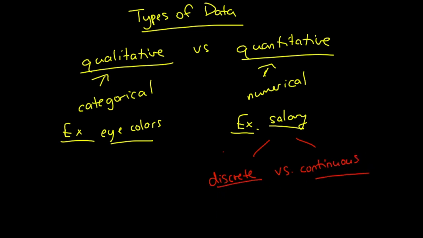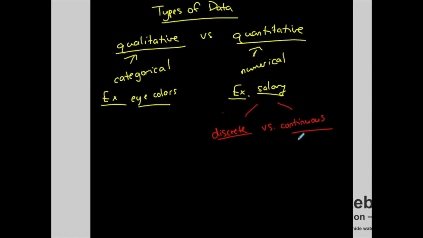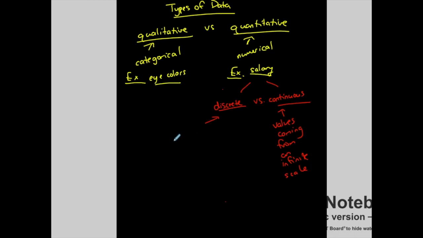Discrete versus continuous. All right, so, you know, when you guys think of continuous, you probably think of something that goes on forever. And so these are values that come from an infinite scale, versus discrete. These are values that are countable. And so I also want you guys to think of whole numbers. So values that are countable, versus values coming from an infinite scale, things like decimals.